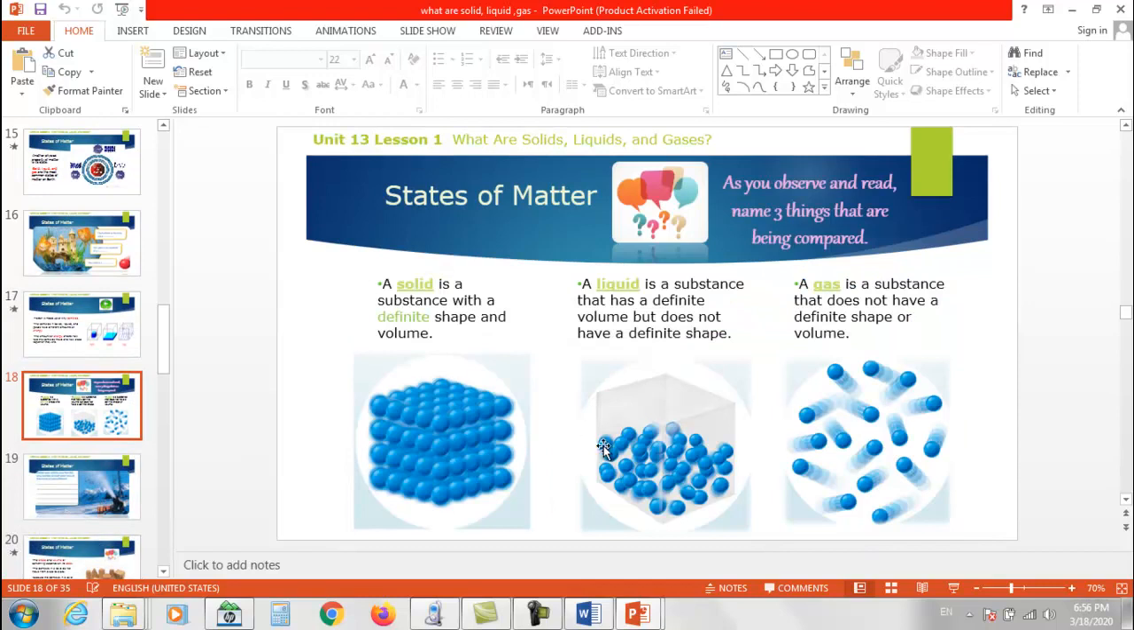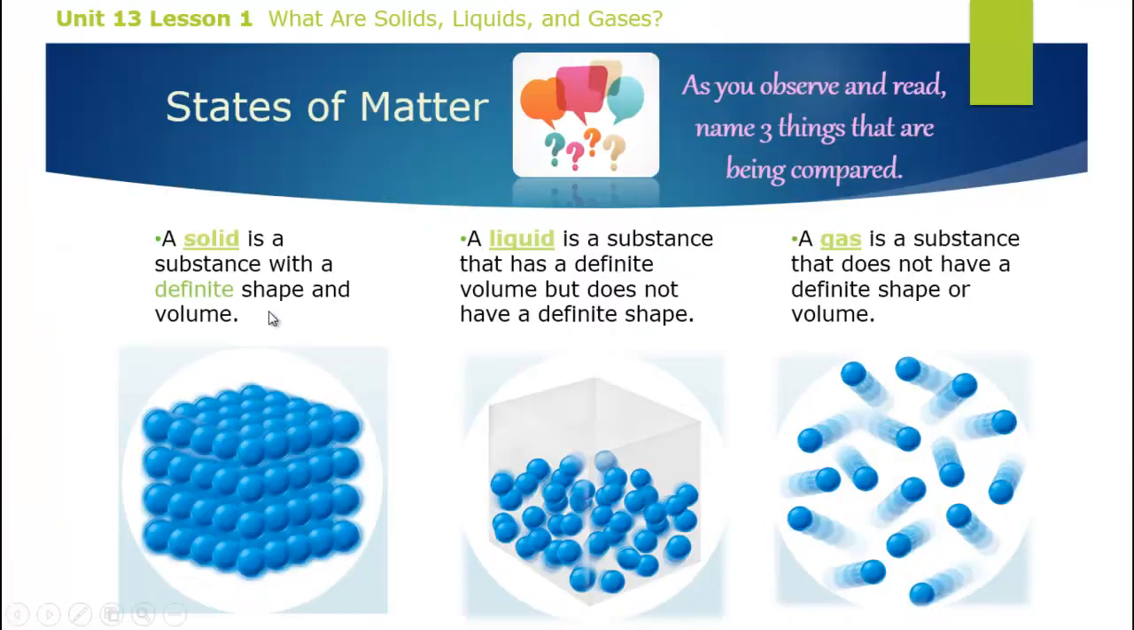So, what are the three states of matter? The first state is the solid. Did you see the shape of the particles? It's a substance with a definite shape and volume. Are there spaces between particles? No, there are no spaces between the particles in a solid state. So we say that the solid state has a definite shape and definite volume. Liquid is a substance that has a definite volume but doesn't have a definite shape. But gas is a substance that doesn't have a definite shape or volume.